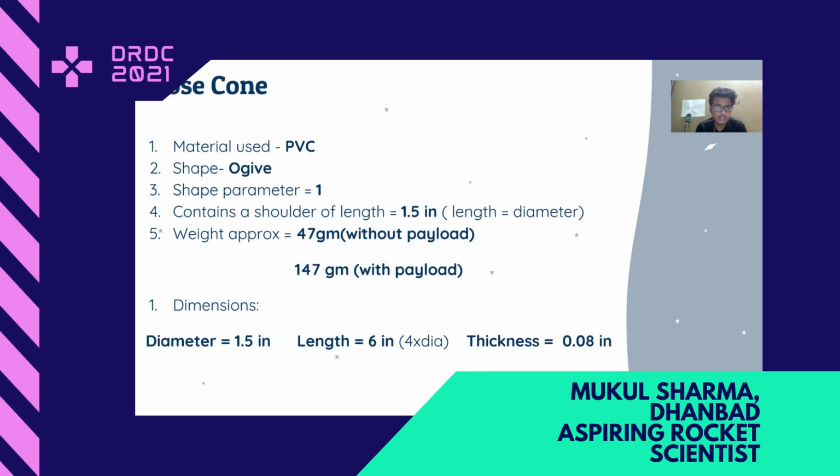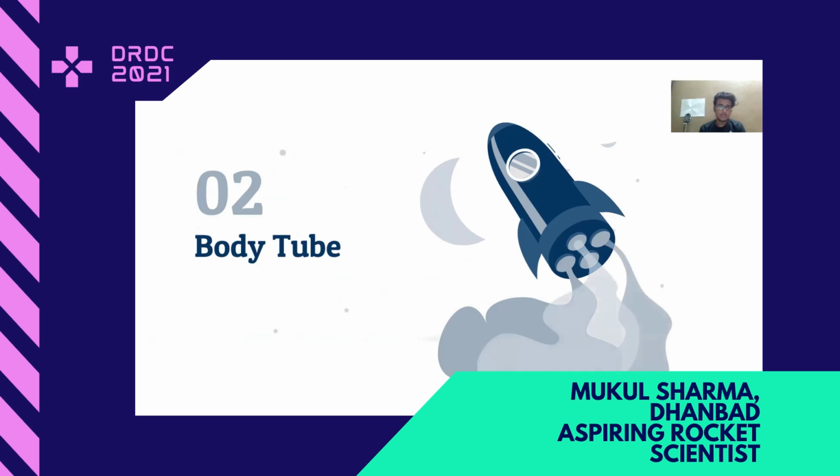It is an ogive shape. It contains a shoulder. The shoulder's length is around 1.5 inches, which is equal to the diameter. The shape parameter is 1. The weight is approximately 47 grams without payload and 147 grams with payload. The dimensions are given below. The length is around 4 times the diameter, which is according to the general convention, which says the length should be around 3 to 5 times the diameter, and the thickness is 0.08 inches.